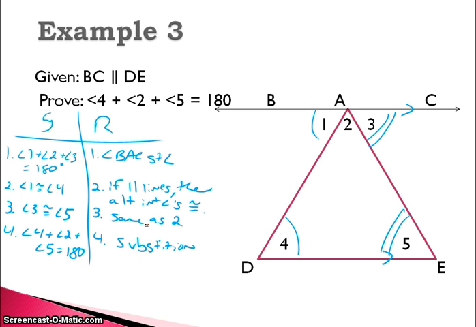So this has proven that in every single triangle, there's always going to be 180 degrees. This is something you kind of already knew, but now we have proven it using parallel lines, alternate interior angles, and substitution. So that's all we're going to cover here. We'll work on a couple more examples and then get some homework done in class. See you then.